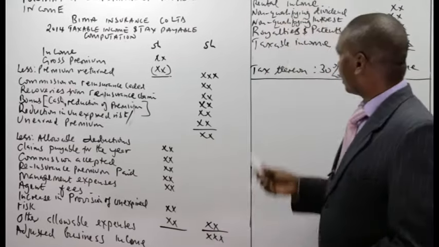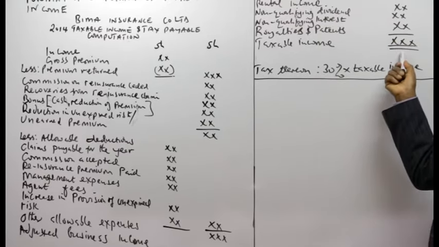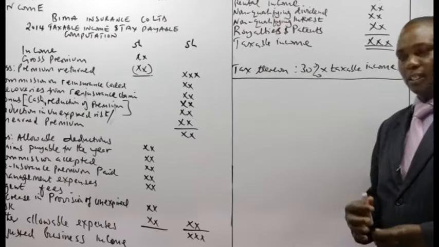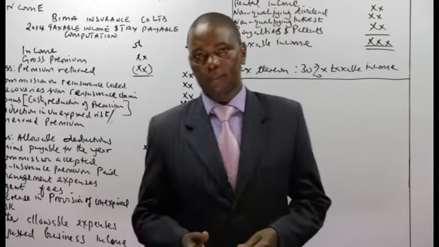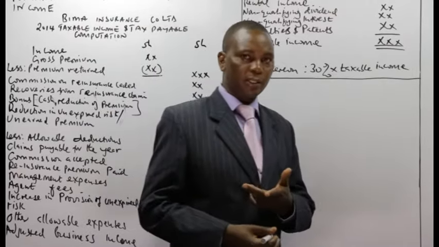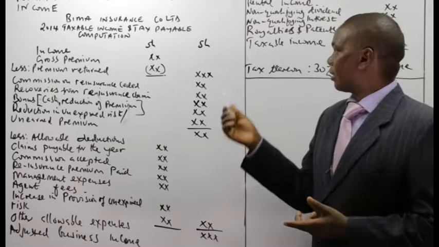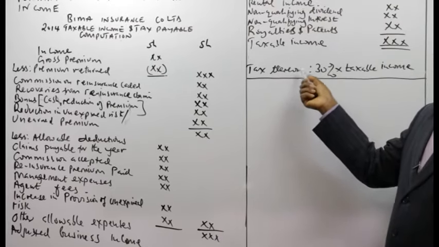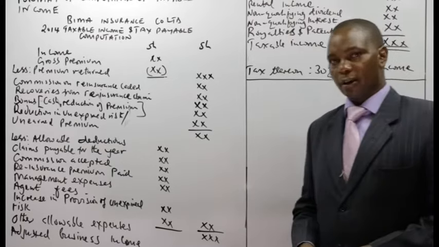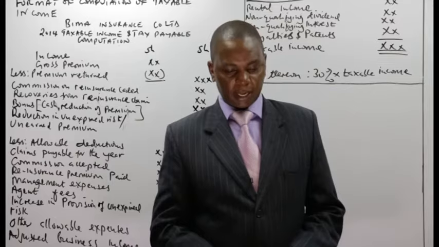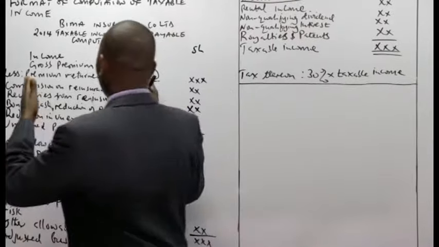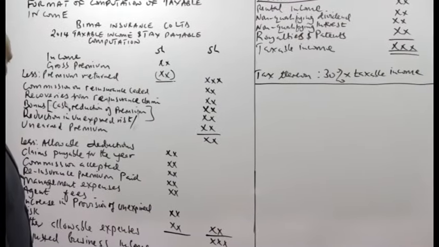Now, once we determine the taxable income of the insurance company, we shall compute the tax on it. The tax on that is just the normal corporation tax. And for resident companies, we've already said the corporation tax rate is 30%. And therefore, the tax liability will be 30% of the taxable income computed above, just like for normal resident companies.